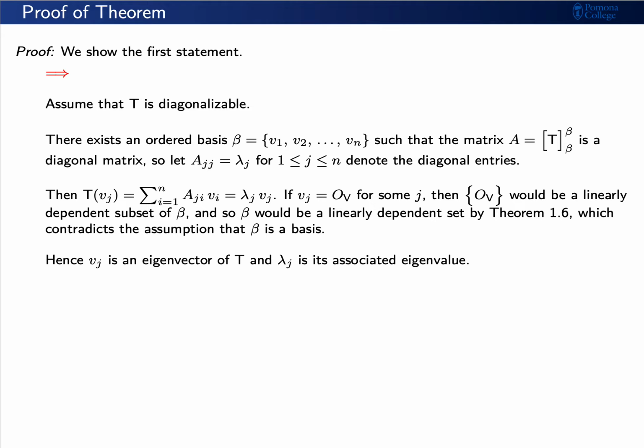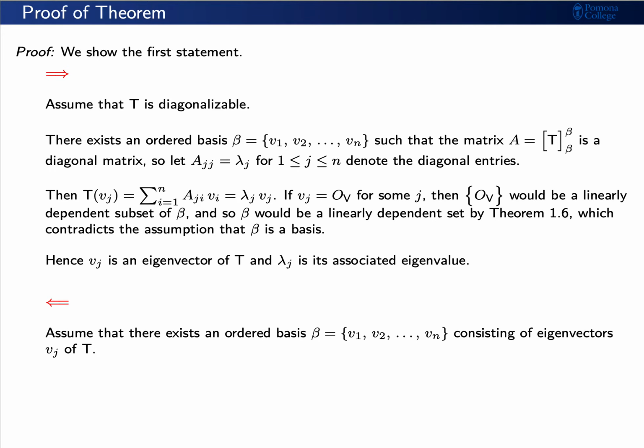We know from the way that we set up our matrix representation that T of vj is lambda j times vj. We now need to really prove that the vj's are eigenvectors. That actually means that the vj should be non-zero. Well, if the vj's were 0, then this would be a contradiction because 0 cannot be an element of the basis because our basis, of course, is a linearly independent set.